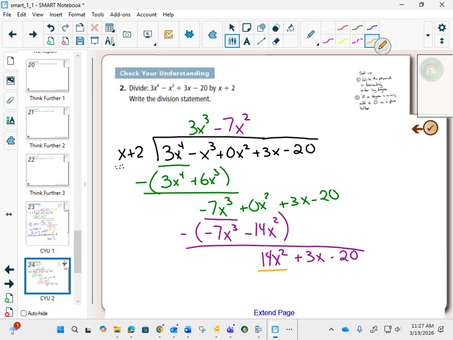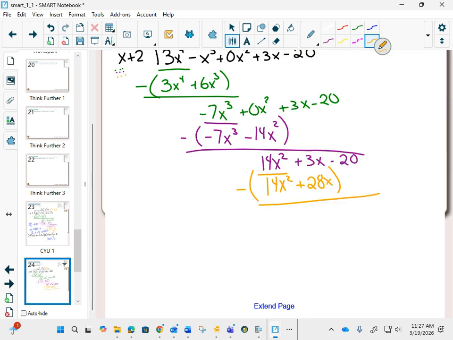What can I multiply x by to get 14x squared? I need a plus 14x. 14x times x, 14x squared. 14x times 2, plus 28x. Put it in brackets and subtract. That'll be 0. 3 minus 28, negative 25, minus 20.